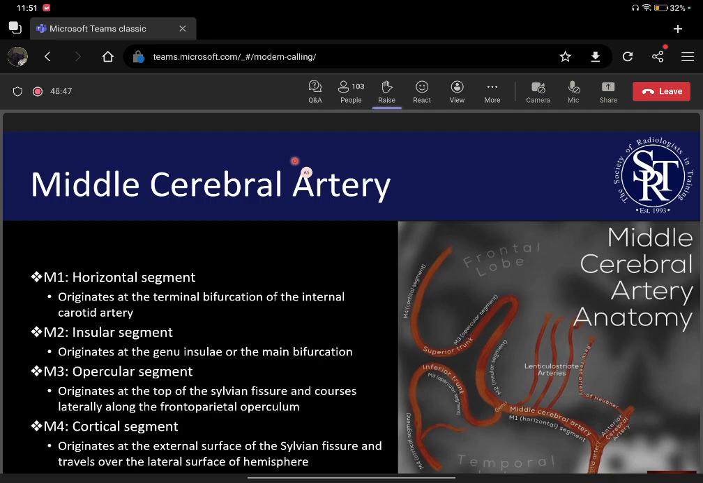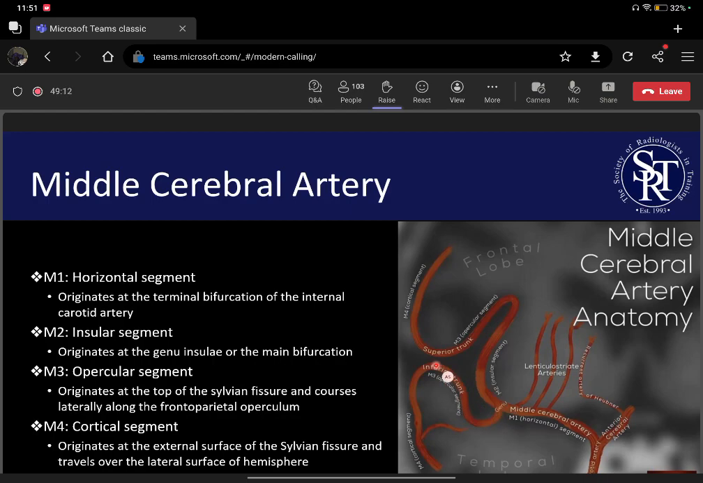So a little bit more detail again. The middle cerebral artery has four segments. So we'll start off here. When it bifurcates from the internal carotid artery, it is M1, the horizontal segment. Then M2, the insular segment, starts from when M1 bifurcates. Here at this genu, you can see it becomes a superior and inferior trunk.